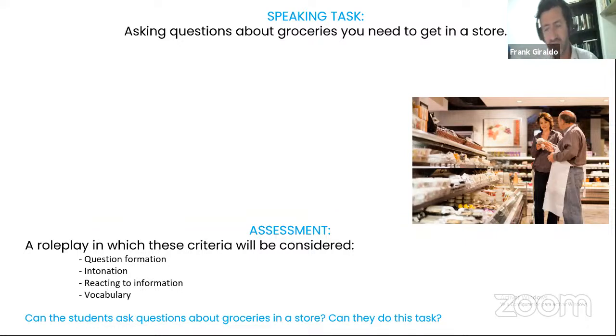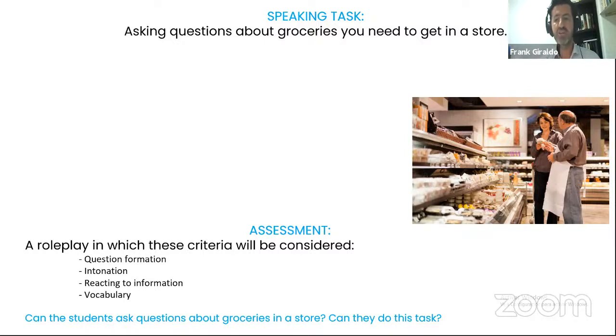So for this particular task, I want my students to have a role play, and in the role play, this will be the criteria to be assessed. Question formation, where is the cheese, intonation. Oh, you don't have any cheese, sorry. Okay, or I'm sorry about that, or whatever. Reacting to information, that would be another example of that. Vocabulary related to groceries.